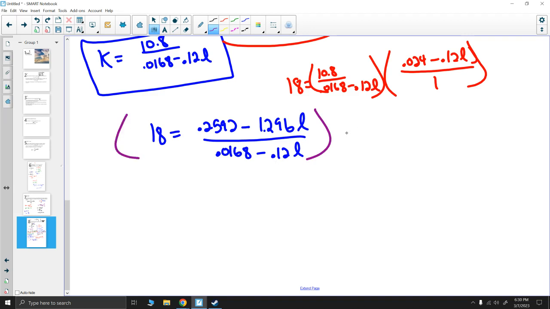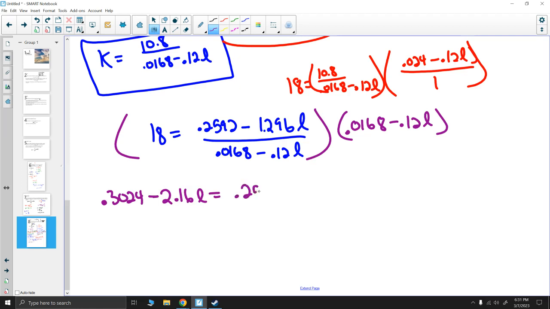So I'm going to multiply both sides by this 0.0168 minus 0.12L. So I'm multiplying both sides by that, which means 18 is distributed into both of that. So let's see, 18 times 0.0168 is going to be 0.3024 minus 18 times 0.12L, which is 2.16L. That's equal to 0.2592 minus 1.296L. All right, we are now at a linear equation.